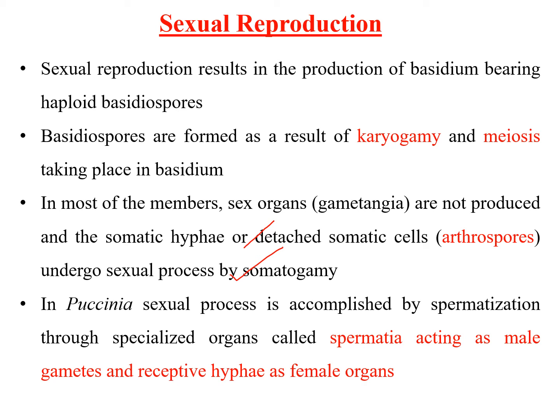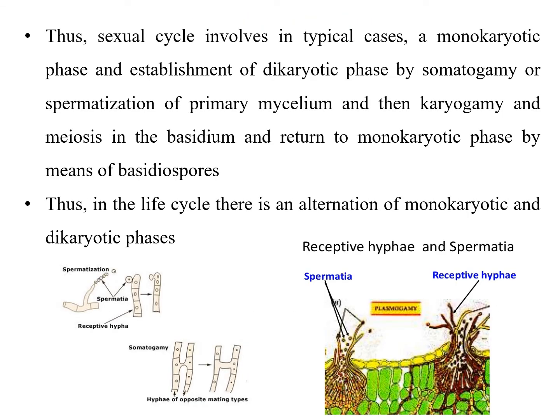It is accomplished by spermatization through specialized organs called spermatia. Spermatia are nothing but spore-like structures. They act as male gametes, and the receptive hyphae are specialized hyphae which can act as female sex organs. They are ready to accept the spermatia. Here you can see in this picture.